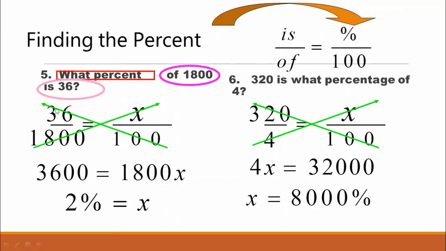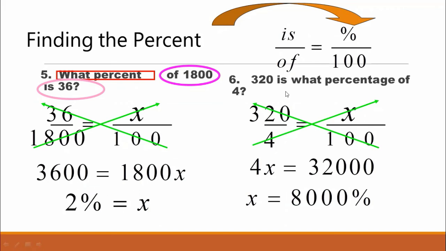Now using this formula, 36 divided by 1800 is equal to x divided by 100. By cross multiplication, x multiplied by 1800 and 36 multiplied by 100 means 3600. Now 1800 is connected with the unknown, so dividing both sides by 1800, we obtain the percent 2%.